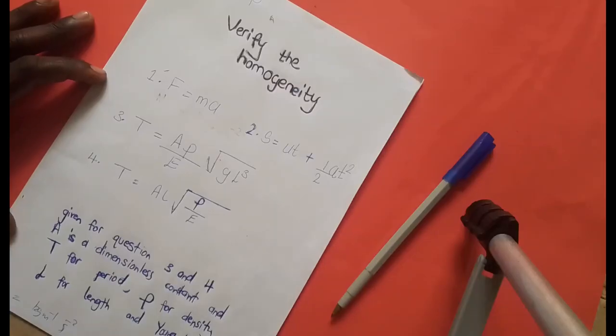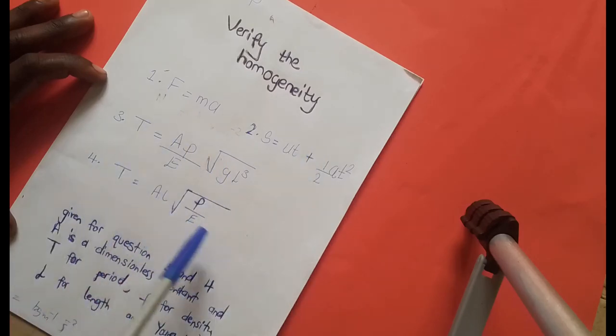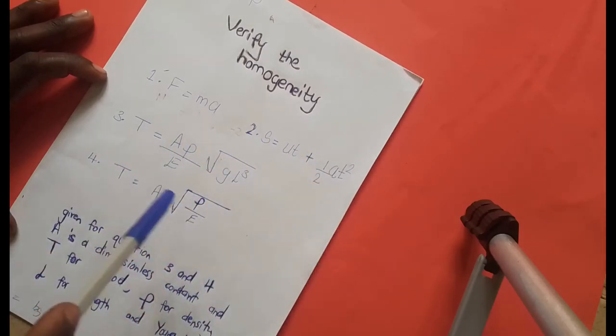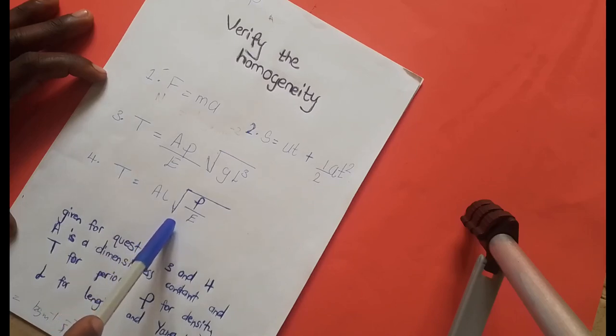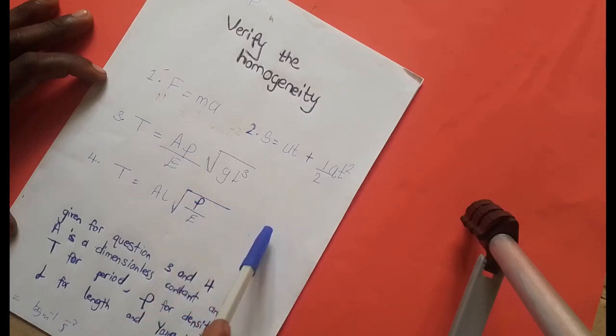So we're going to do this quick tutorial on proving the homogeneity of these equations, right? F is equal to ma, s is equal to ut plus half at squared, up to number 4. So this is very simple. The trick when verifying the homogeneity of an equation is to substitute the variables in the equations with their units.